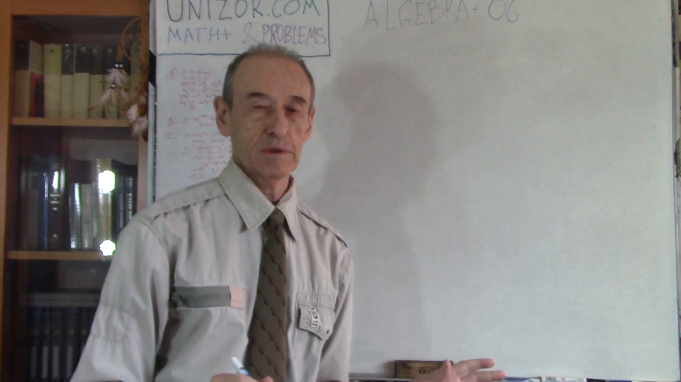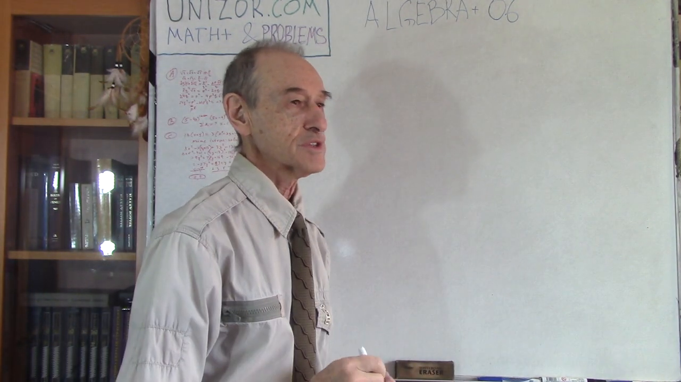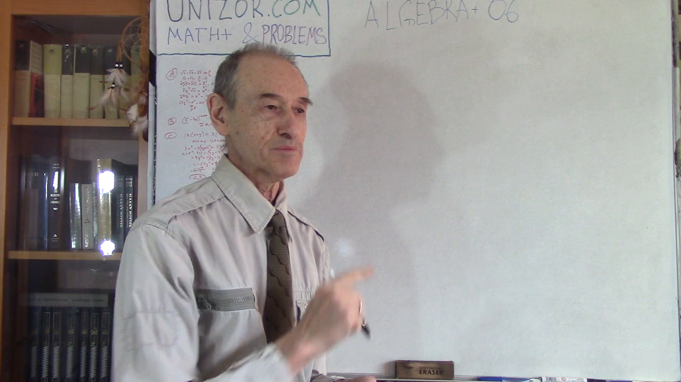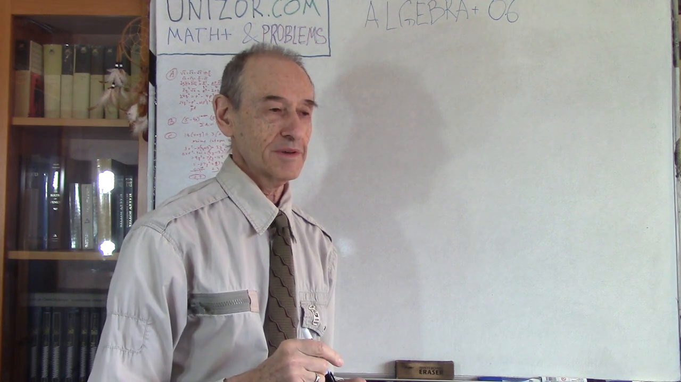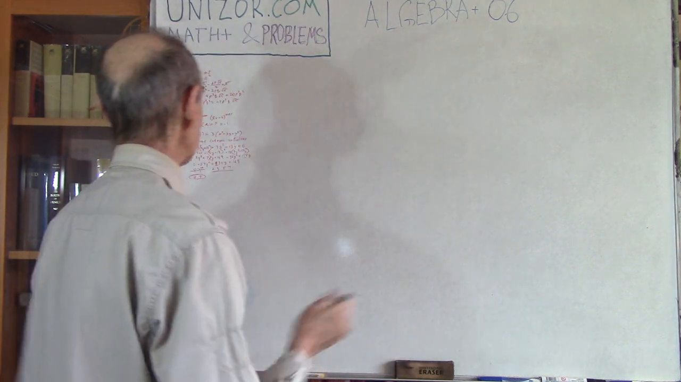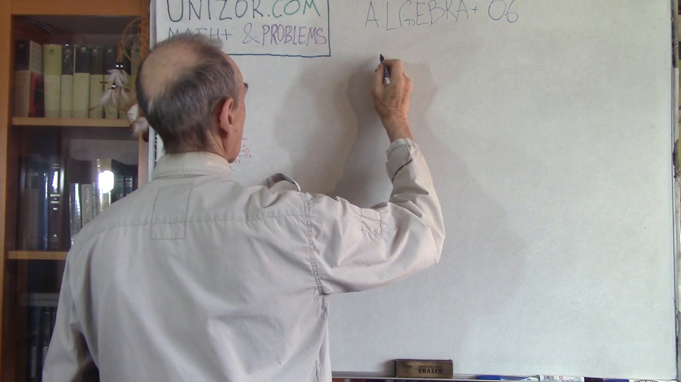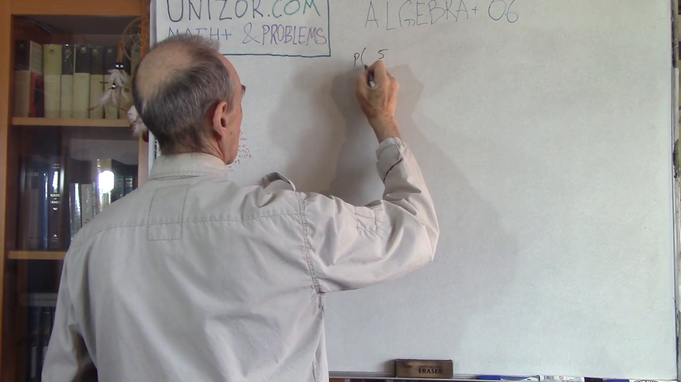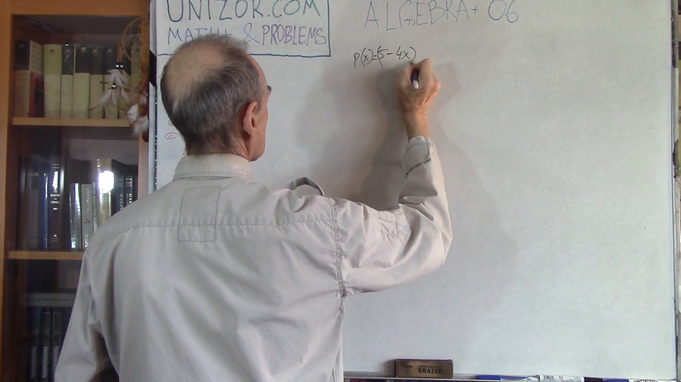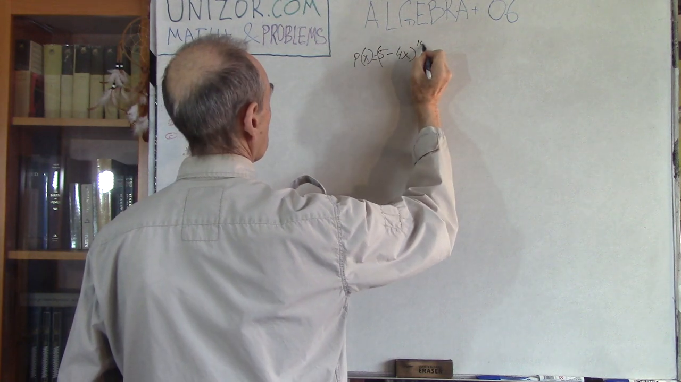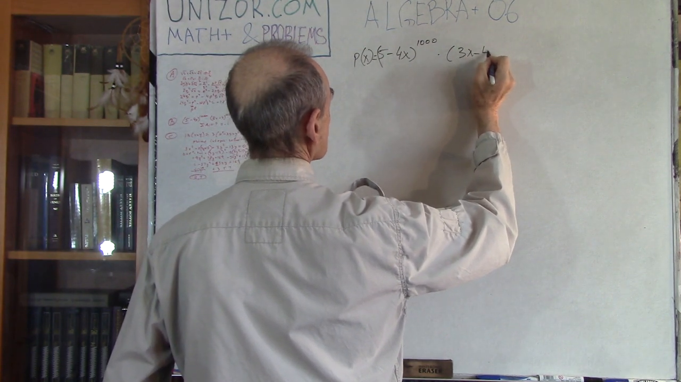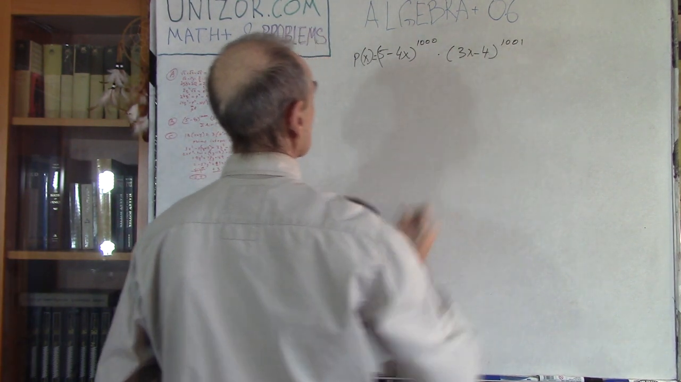Another one is kind of interesting. It's extremely simple. However, there is an interesting story which happened with this particular problem and artificial intelligence, which is right now in vogue. So the problem is, here is a function: (5 minus 4x) to the power 1000 times (3x minus 4) to the power 1001.